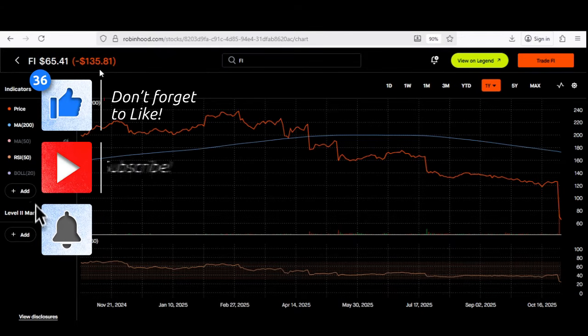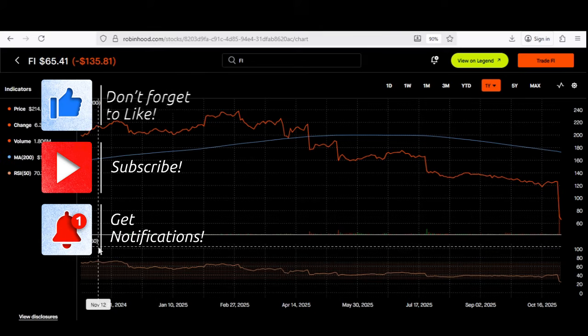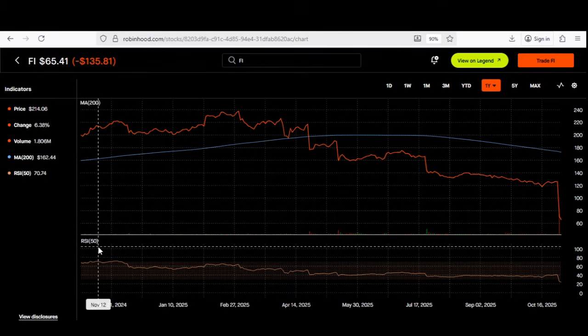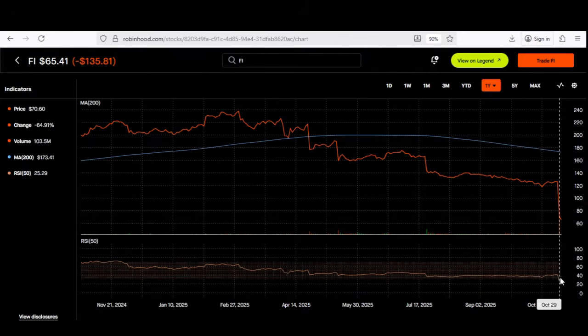Now, the second thing I like is the RSI and what the RSI is doing. For those of you who do not know, the RSI represents the relative strength index, and what the RSI does is actually a momentum indicator that helps us to determine whether a stock is overbought or oversold. The current RSI of Fiserv is currently sitting at 23.91, or let's say 24.